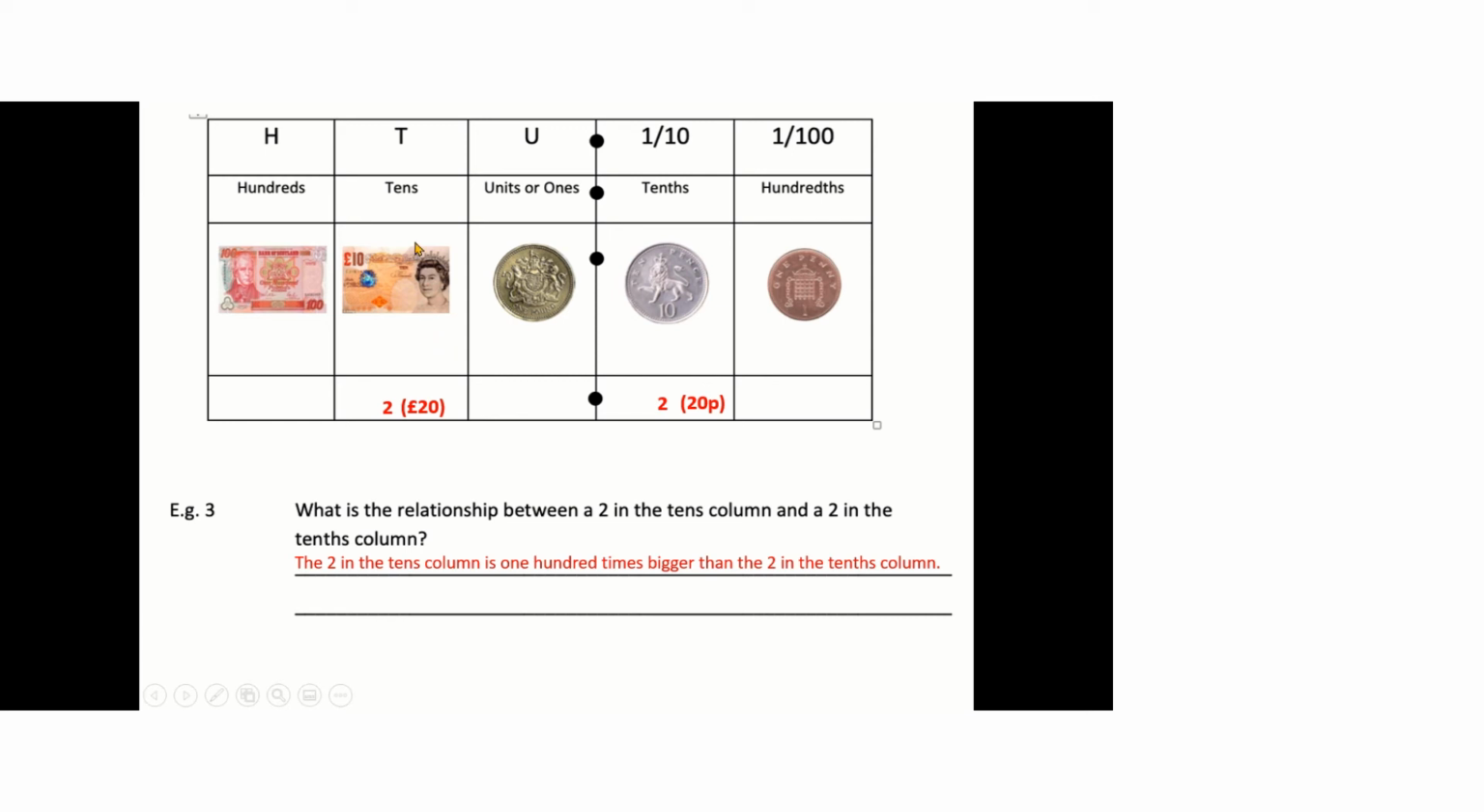So if we go from £20 to 20p, that's 10 times smaller, and then 100 times smaller. So the 2 in the tenths column is 100 times smaller than the 2 in the tens column. So that's our opposite sentence. The 2 in the tenths column is 100 times smaller than the 2 in the tens column.